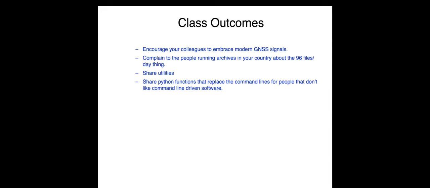Also, you could share Python functions that replace the command lines for people that don't want to use the command lines, just as examples. I can't personally maintain any more new stuff like that, but I'm happy to host it on GitHub. And I get asked about classes, but they can't happen without support from the community. And that's why we're not covering snow or soil moisture in this class. We just don't have enough people in the community to help us teach the class.